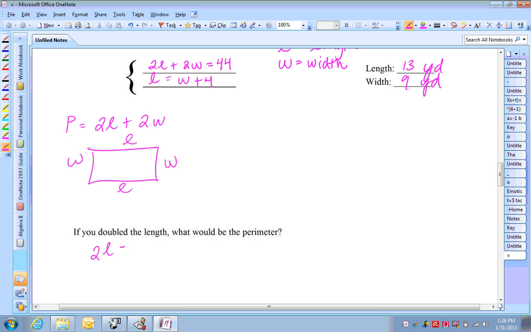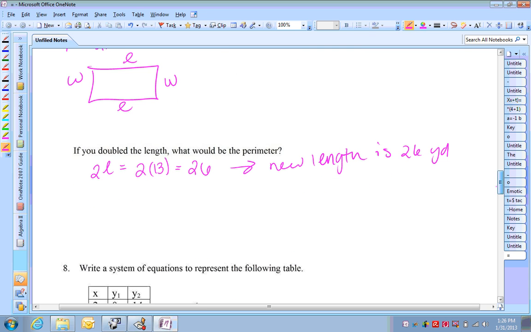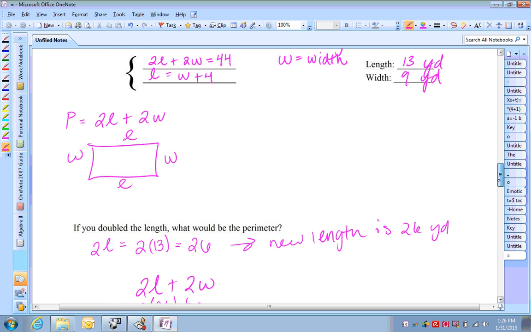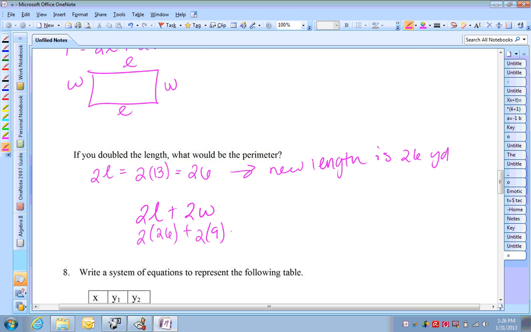So 2 times the length is equal to 2 times 13, which is equal to 26. So our new length is 26 yards. And we need to find the perimeter now. So remember, perimeter formula is 2 times the length plus 2 times the width. And if our length now is 26, we plug in 26 where we see length. And our width is 9, so 2 times 9.